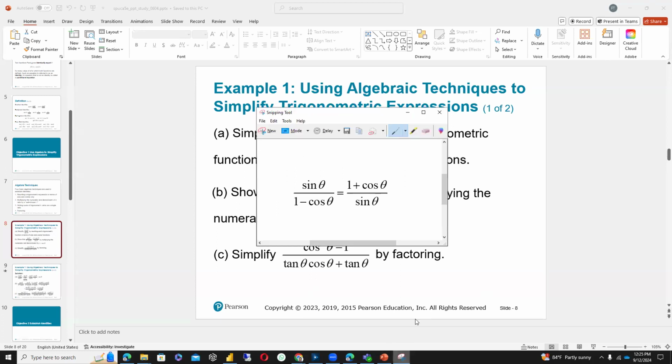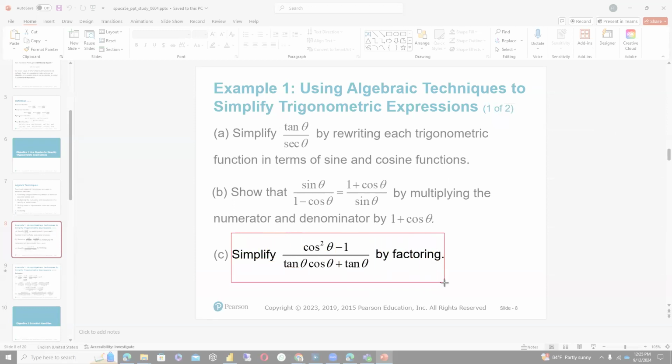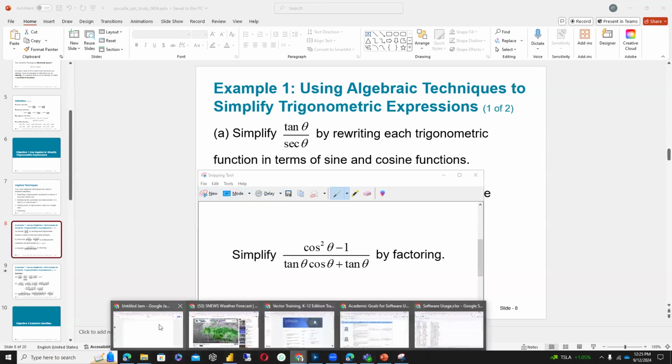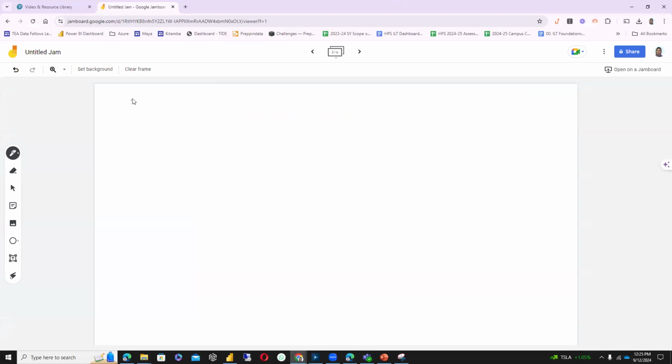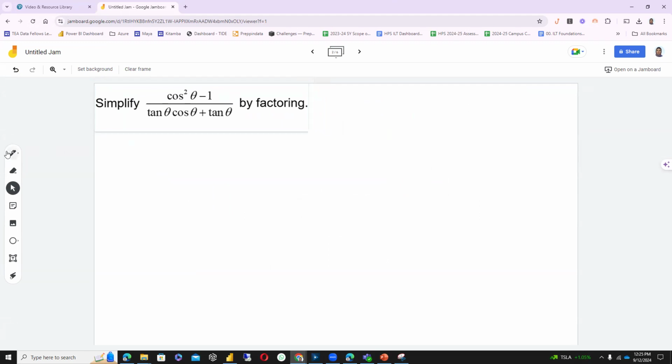And the third one we are going to look at here is using algebraic techniques. We will try to simplify this by factoring. So we're going to go ahead and look at this one next. All right, so we have cosine squared theta minus 1 all over tangent of theta times cosine of theta plus tangent of theta, and we want to use factoring.